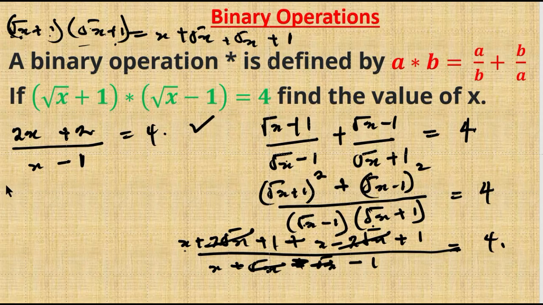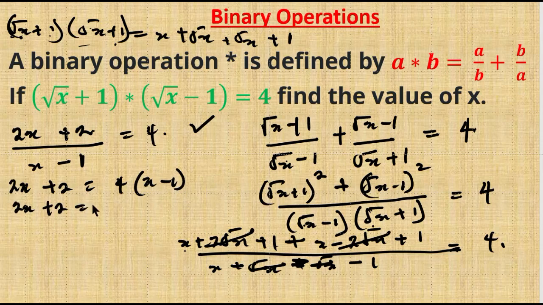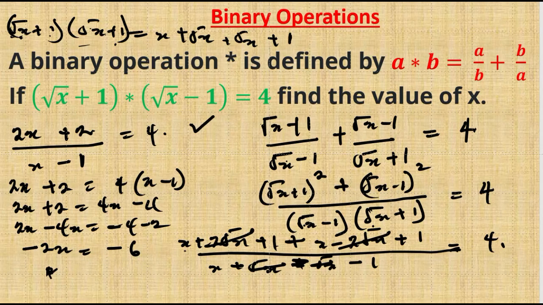Now I can cross multiply so that 2x plus 2 is the same thing as 4 into x minus 1. So that 2x plus 2 is equal to 4x minus 4. Now let's collect like terms. I want to move 4x this way so that 2x minus 4x will be the same thing as minus 4 minus 2. So that here is minus 2x now is equal to minus 6. So that x is equal to minus 6 over minus 2. Obviously, x is equal to 3. x is equal to 3.